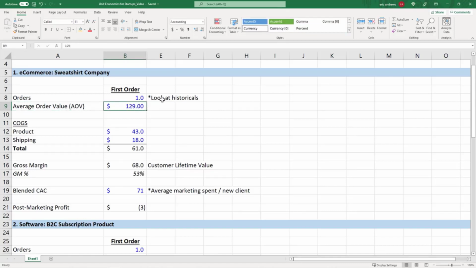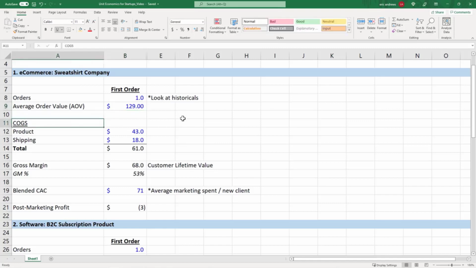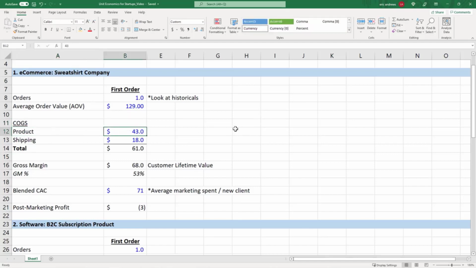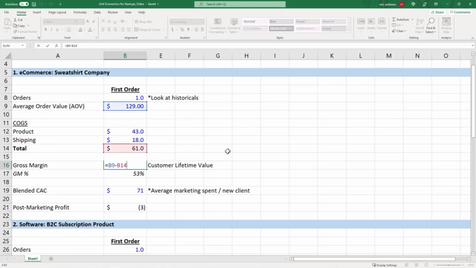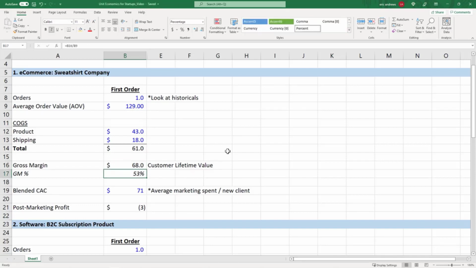So we're saying $129, and the COGS, which is the cost of goods sold, those are the direct costs associated with the product, are a couple things, and we're keeping it simple for this example. The product costs $43 to manufacture, and the shipping associated with the product is $18. So there are $61 of costs, which leaves us with 129 minus 61, $68 of gross margin, or sometimes we call it gross profit. So that's a 53% gross profit margin.